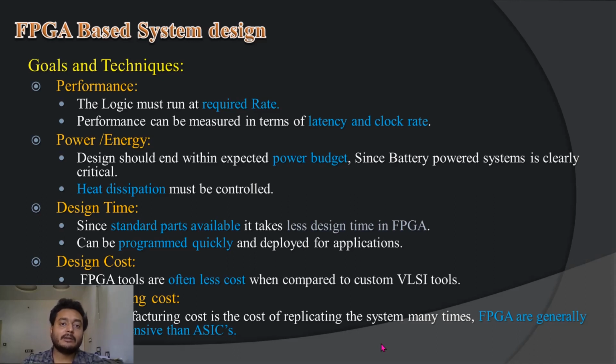When you want things in large numbers, it's better to go for ASICs, because ASICs are produced in large numbers and the per unit cost will be less, whereas on FPGAs the per unit cost is very high. For example, I recently bought an RT7 FPGA board for one of my student projects. It was actually $99, but after import duties and everything, it cost around 11,000 rupees.